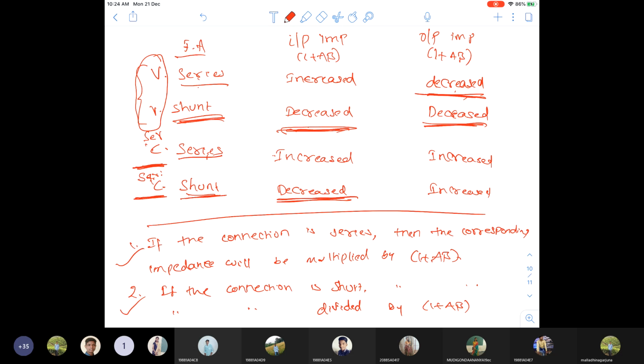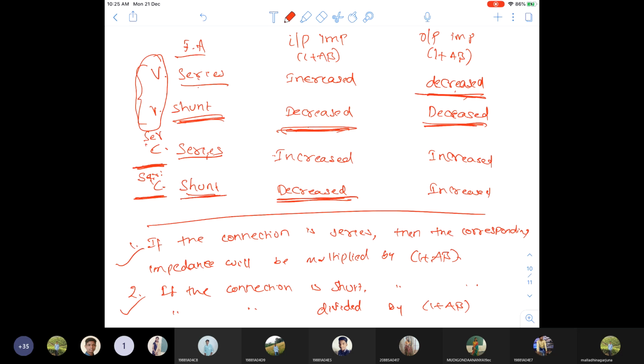like current shunt, or otherwise voltage shunt. What happens if you take voltage shunt? Voltage shunt has shunt input connections, so the input impedance will be divided: RIF equals RI by 1 plus A beta. Coming to the output, voltage will be constant in shunt, so the output is also shunt.